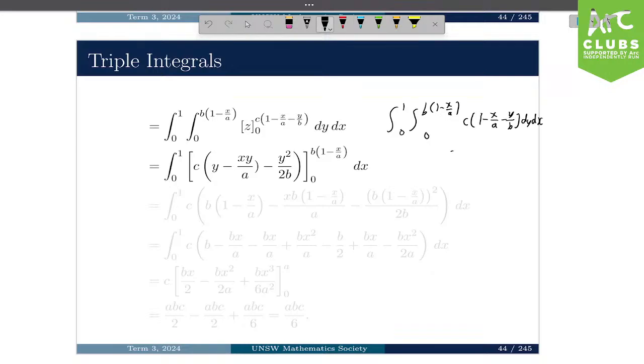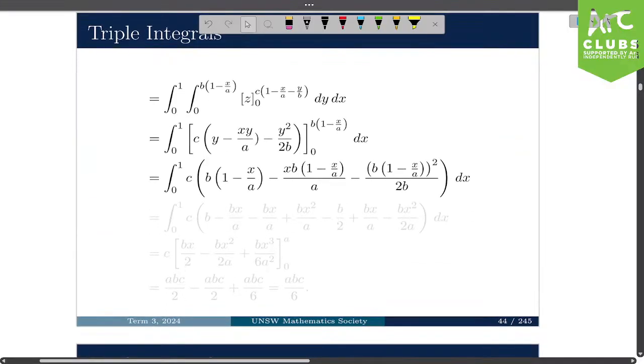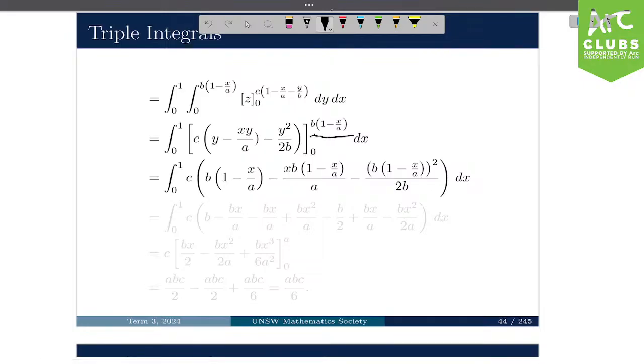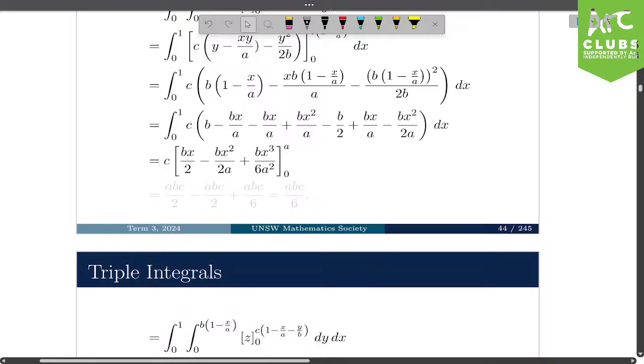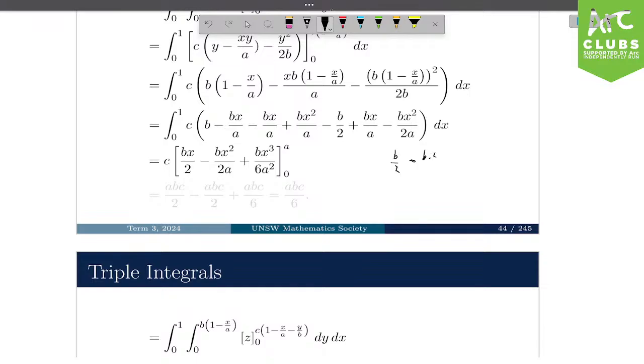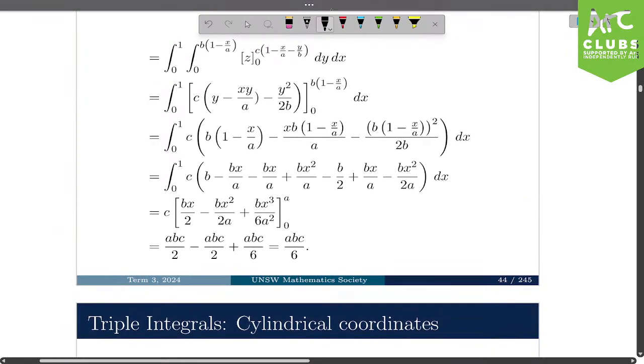And then integrating this, we get cy minus xy on a minus y squared on 2b, where we substitute the upper bound, since the lower bound is just 0, all of these values are just 0. And then expanding that out, we get this long expression, which can be simplified to b on 2 minus bx on a plus bx squared on 2a squared. And when we substitute a, we end up getting abc over 6.